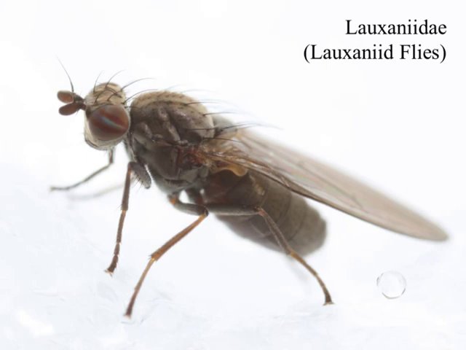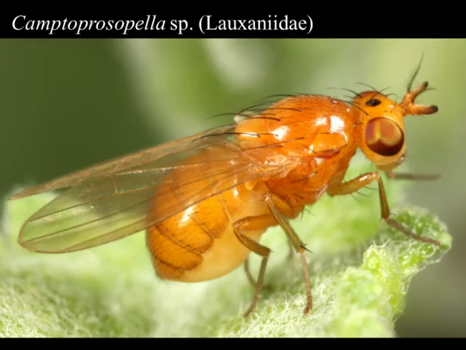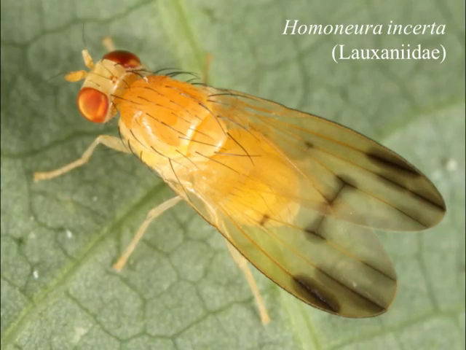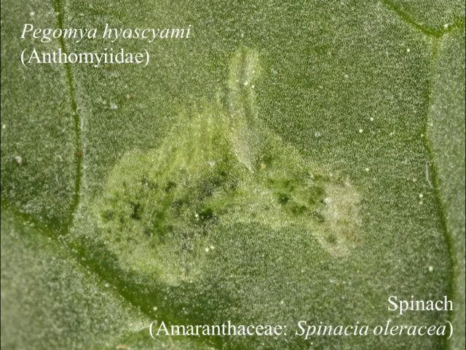In the Lauxaniidae, there are several genera that are known to mine in dead leaves and leaf litter. These include Sapromyza, Camptoprosopella, Homoneura, and Minettia. And this individual I found clinging tenaciously to a spinach leaf in my garden, and I picked the leaf and brought it into my house to take some pictures of it. And by the time I walked into my house, it had moved to the other side of the leaf to reveal that it had been resting on an anthomyiid leaf mine.